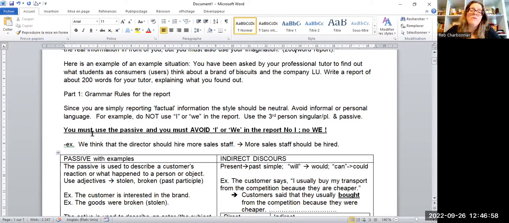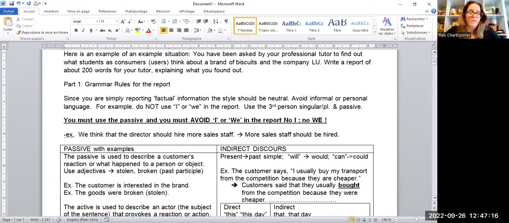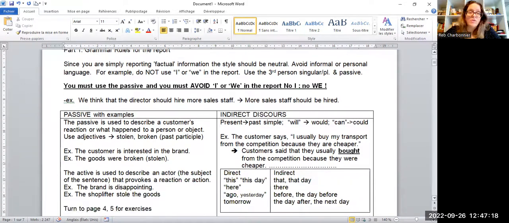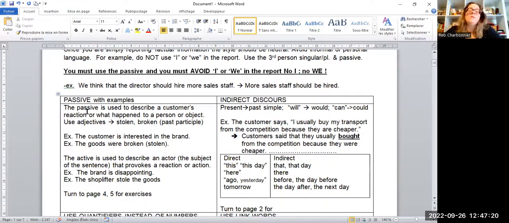So in other words, if you want to say "we think that the director should hire more staff," and that's in your conclusion as a kind of recommendation, you're going to say it differently: "More sales staff should be hired." This is called the passive, with the verb be plus the past participle. So let's start with the different exercises that we have. We're going to start with the passive.